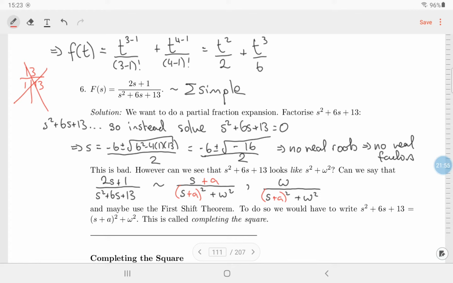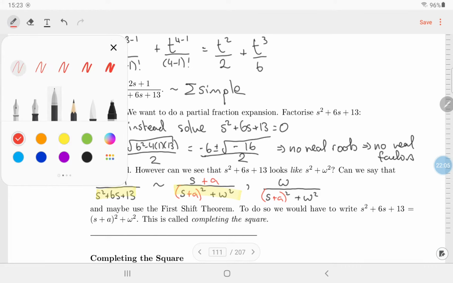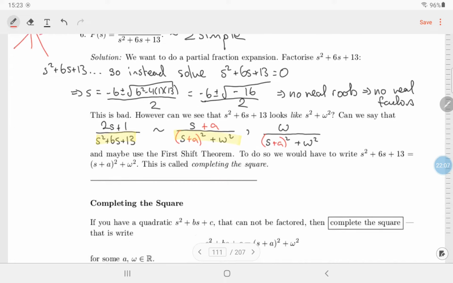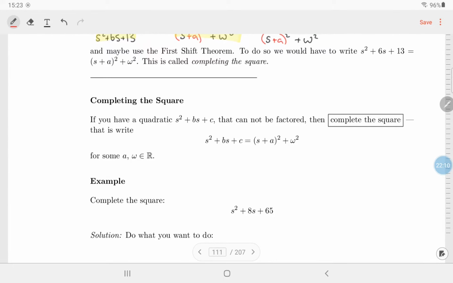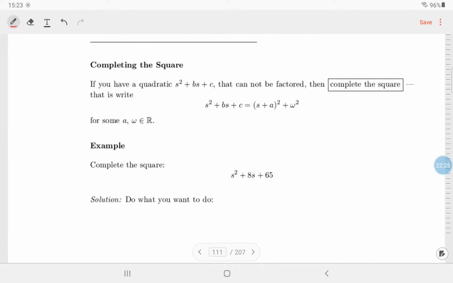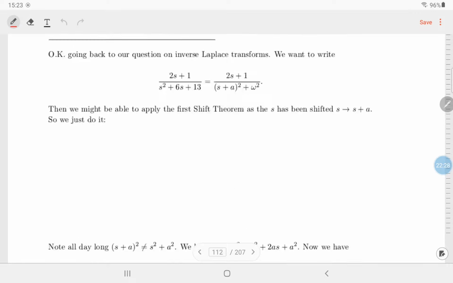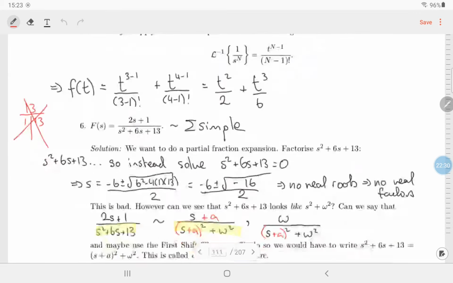So what you have to do is write the s squared plus 6s plus 13 like that. And doing that is called completing the square. So that is our task now. Okay. So if you have a quadratic that cannot be factored, in this section what you do is complete the square. So write the thing on the left like the thing on the right. And the way you're going to do this is you're going to force the thing on the left to equal the thing on the right and basically see what happens. Okay, so it's written there, do what you want to do. There doesn't seem to be a whole lot of space there. Okay, but we'll do it down here.